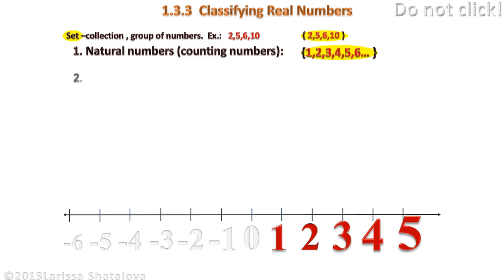The second group is the set of whole numbers. Whole numbers are not fractions, they are not decimals, they are simply whole numbers. The only thing that makes them different from natural numbers is that we include the 0 when we are referring to whole numbers. As you see, we expanded the previous set by inserting 0.